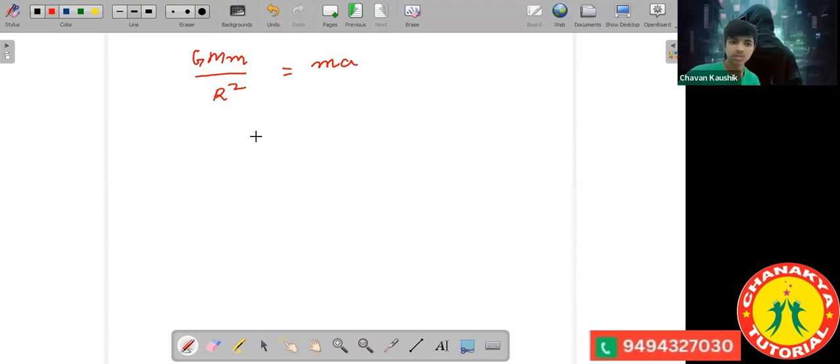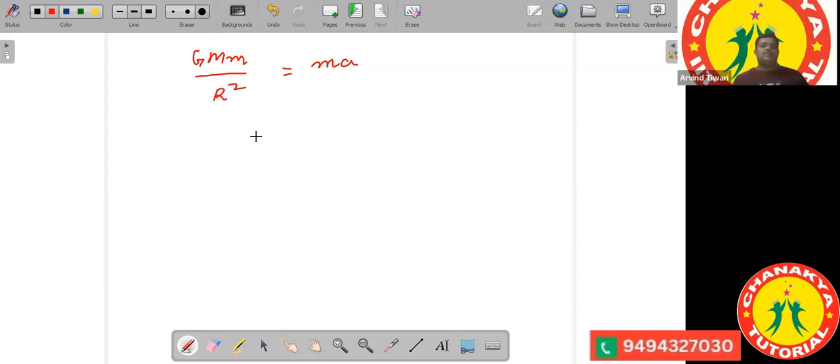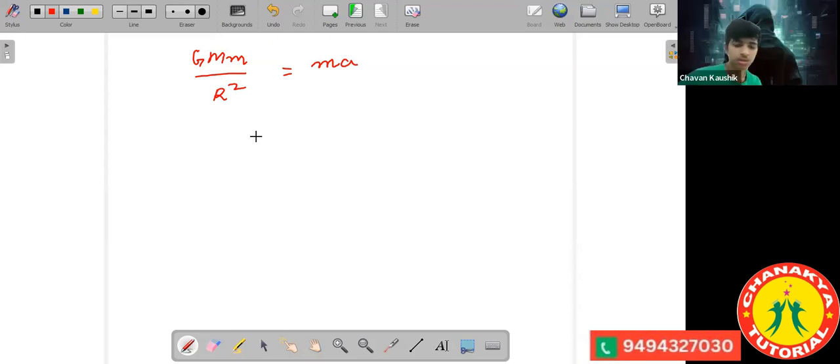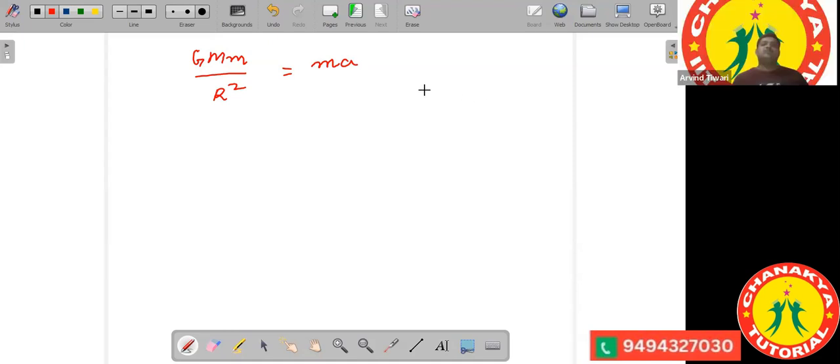Sir, how is that possible though? How is that possible? By both, we are calculating the amount of force experienced by the mass small m by two methods.